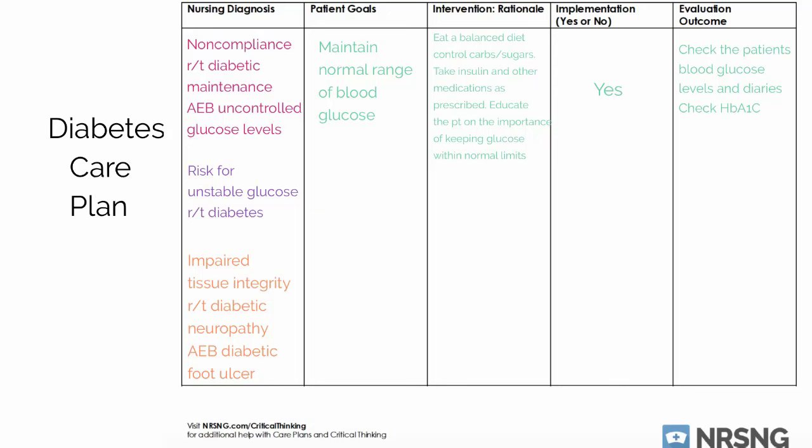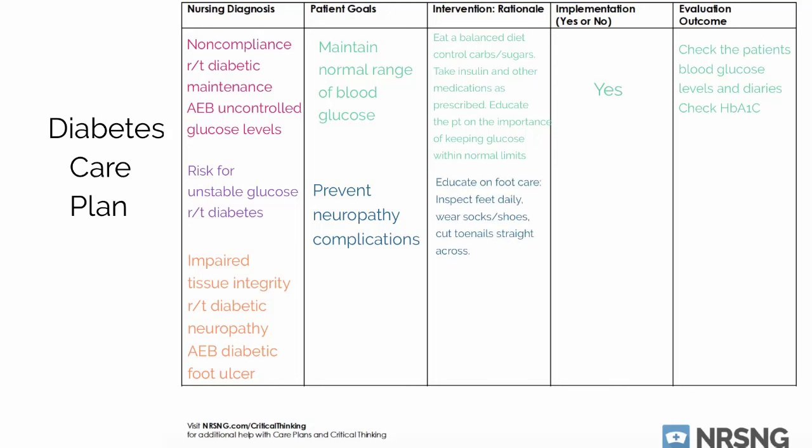For the next patient goal, I put prevent neuropathy complications. That's if the patient does in fact have neuropathy, but still, even so, you want to educate them on the importance of foot care. So like I had said prior, that most of the neuropathy complications have to do with the feet. So we're going to educate the patient on foot care, inspecting their feet daily. We're talking in between cracks. We're talking on the bottoms of their feet, wearing socks and shoes when they're walking around, not having them go outside barefoot. That's a big no-no. Having their feet well taken care of in regards to their toenails. They need to cut their toenails straight across.